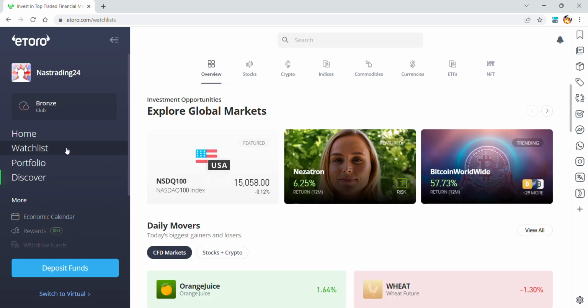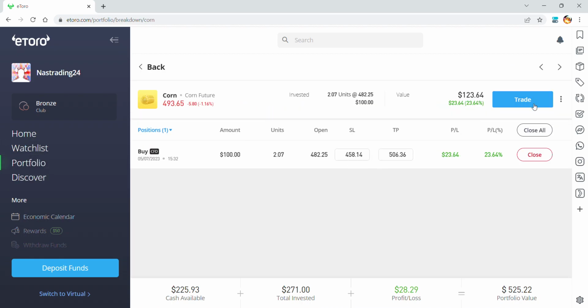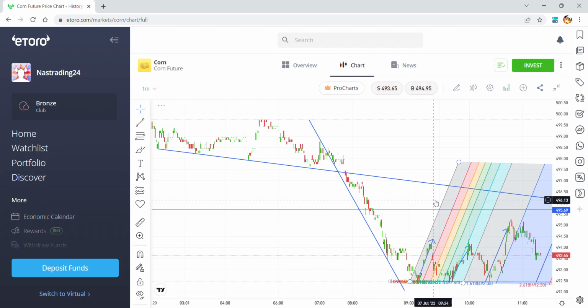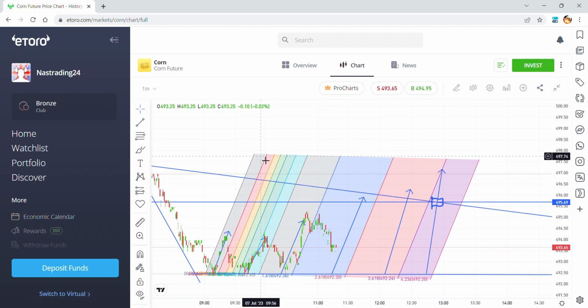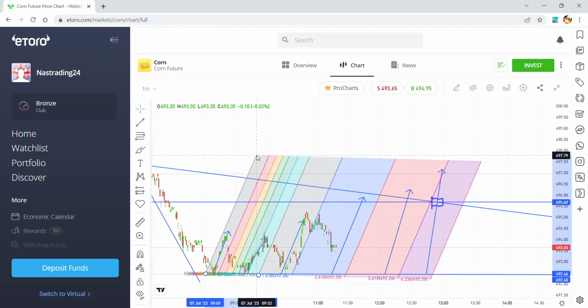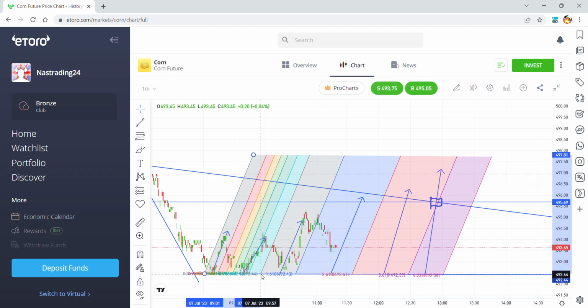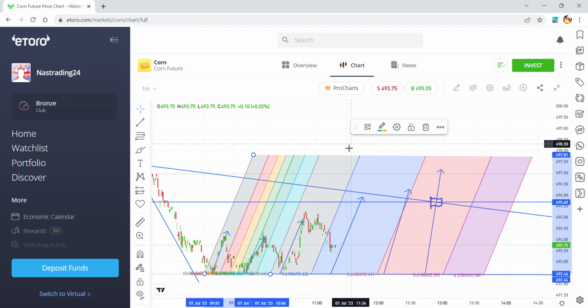So if we go to corn, we can see exactly how much profit I'm making. 123.64 off a £100 investment. Not much, but it is quite good to start with, and it really motivates me to continue. This is probably a bit off actually. Okay, if I could just do it like this. Okay, yeah, that would make more sense.